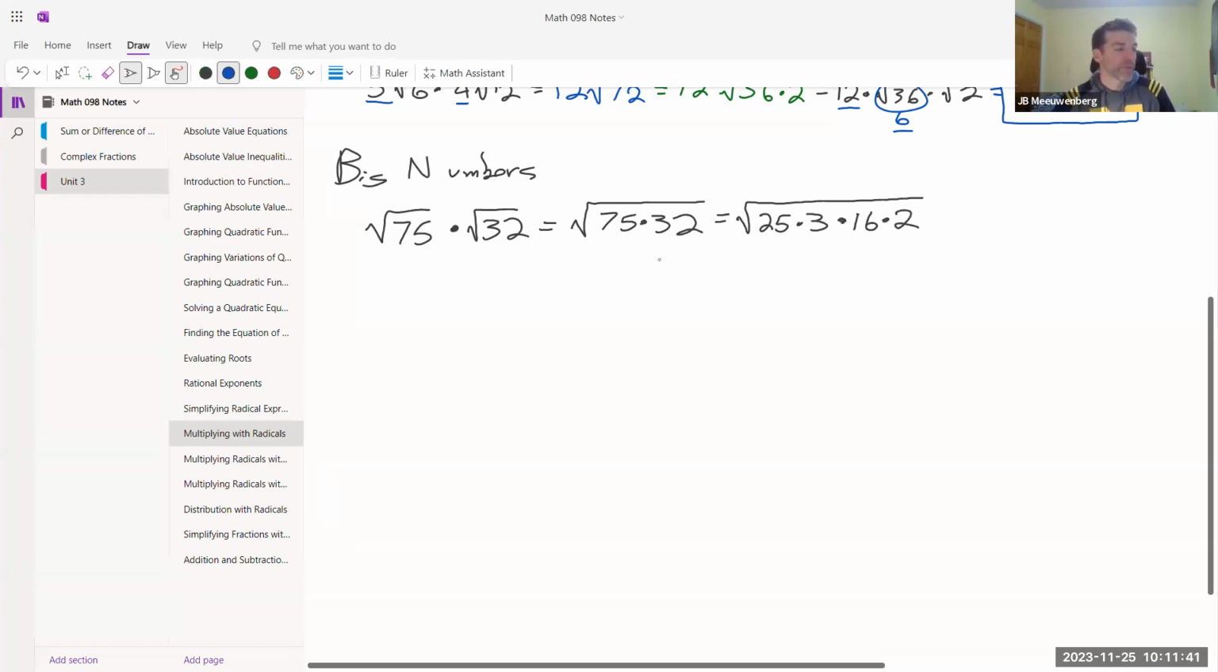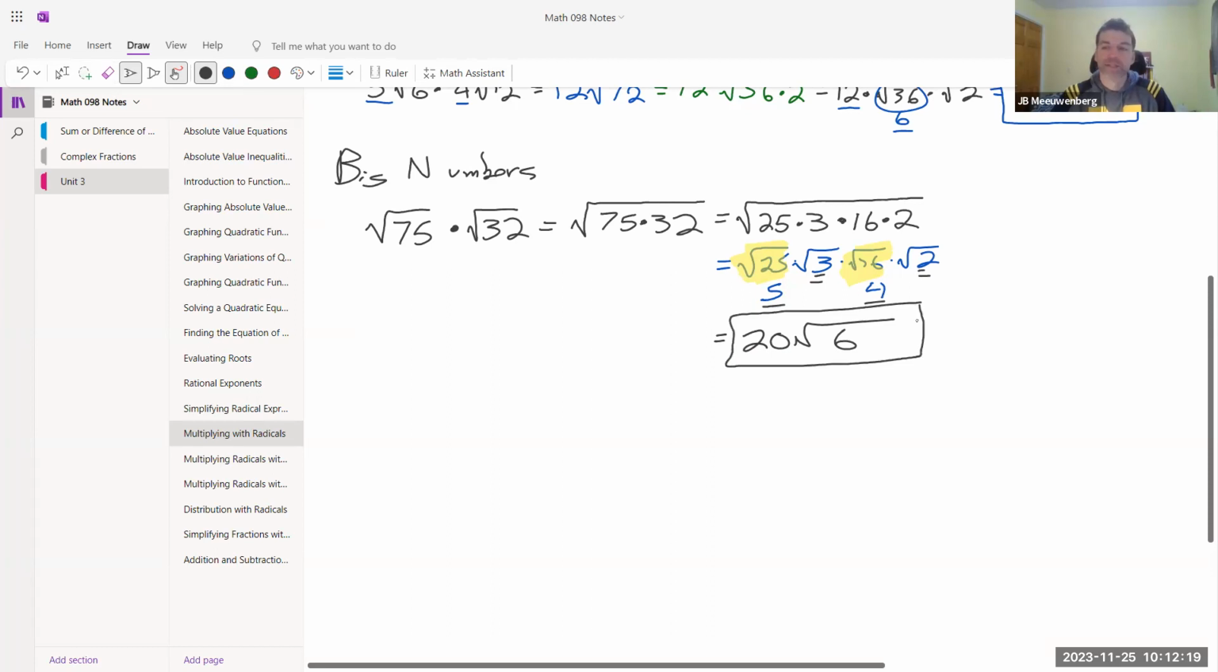Well, what we end up with here is, I'm going to work it right underneath it, the square root of 25 times the square root of 3 times the square root of 16 times the square root of 2, which gives us 2 radicals of perfect squares, which we know are 5 and 4. Multiplying those, because those are now outside the radicals, 5 times 4 is 20. And then on the inside, we have 3 and 2, which is 6. And this is completely simplified. That is completely simplified there.